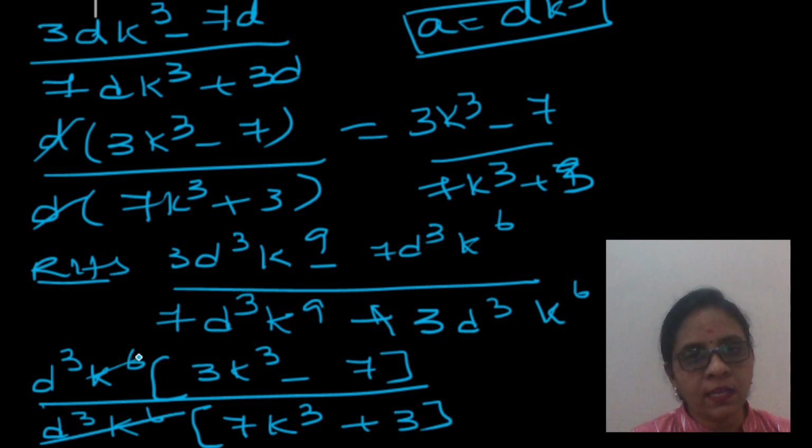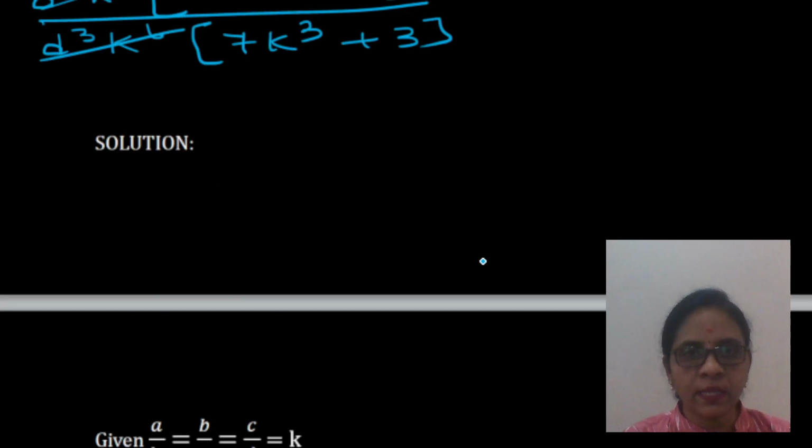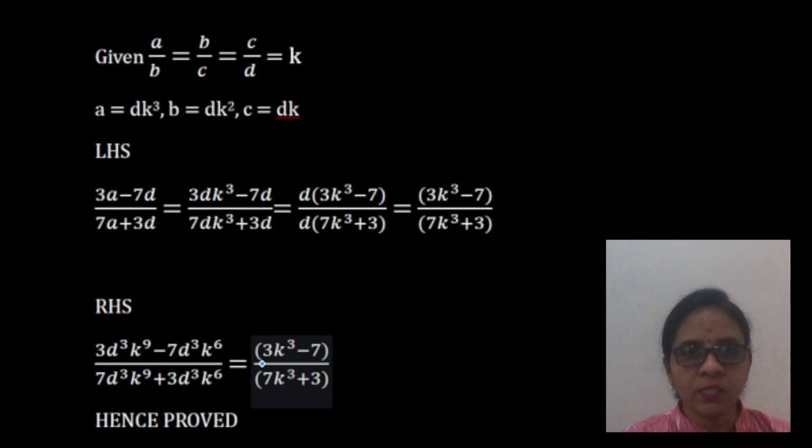So if we compare the LHS which is here and the RHS, both are the same. Is that clear? So this is called the k method. Just that you have to know that a is equal to dk cube, b is equal to dk square, c is equal to dk, and then you have to go ahead. So this is the solution. You get the LHS as 3k cube minus 7 by 7k cube plus 3, and the RHS also is 3k cube minus 7 by 7k cube plus 3.